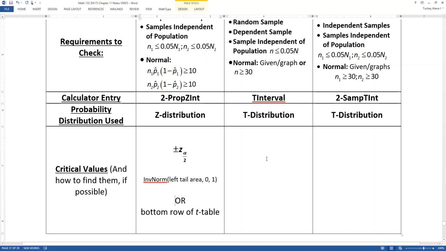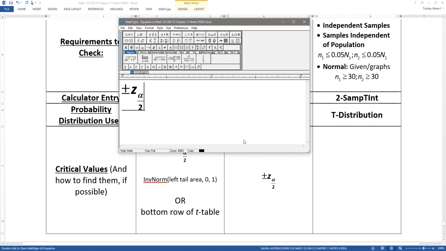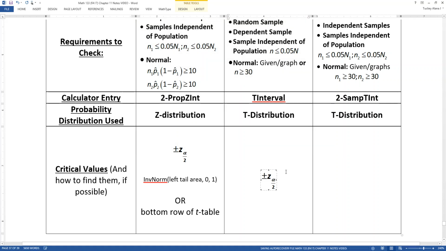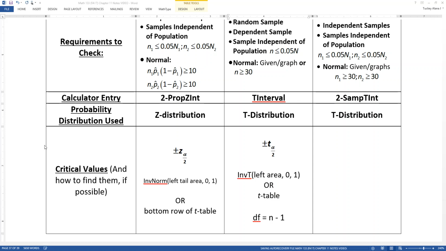For the confidence interval for the difference in matched pairs means, it's actually pretty easy. It's the t alpha over 2 that we learned back in chapter 9 as well, but it's just that the degrees of freedom is equal to the number of matched pairs that you have in your data set minus 1. And there we have it.